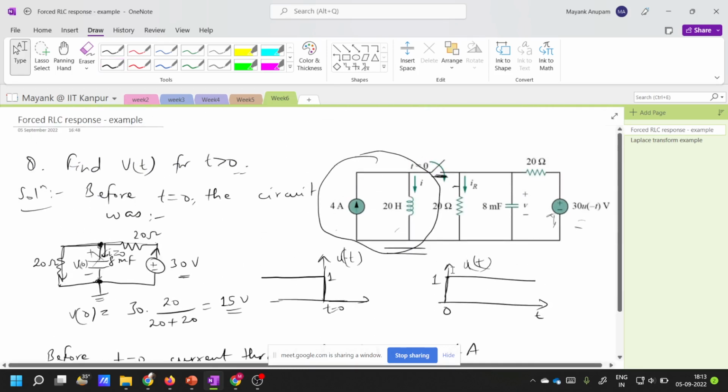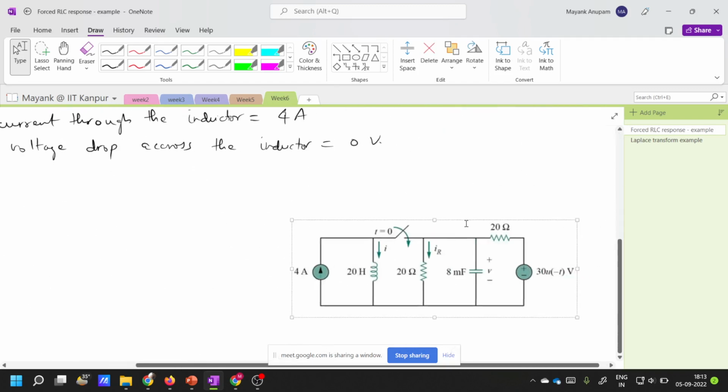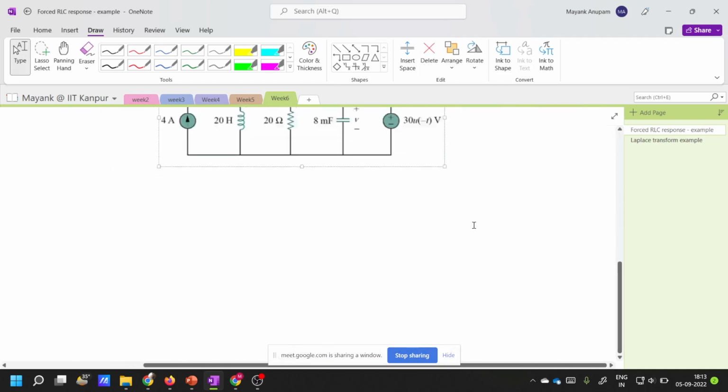Fine. Now let us examine the condition of the circuit after t is equal to 0. Basically, what will happen after that? Let me copy this so that it is visible to you now.